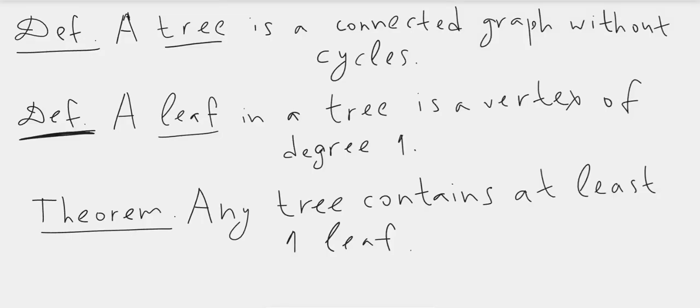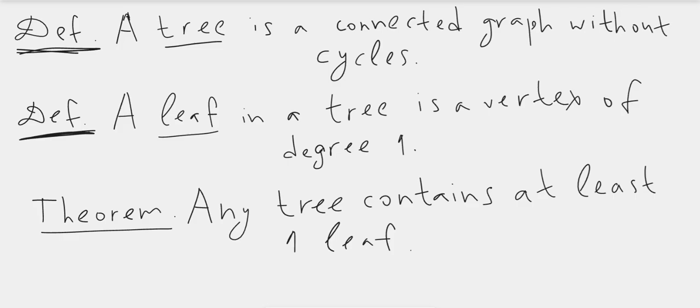In this video I'm going to talk about leaves and trees, so this is like in graph theory. A reminder of the definition of a tree. So a tree is a connected graph without cycles. So then a definition of a leaf.